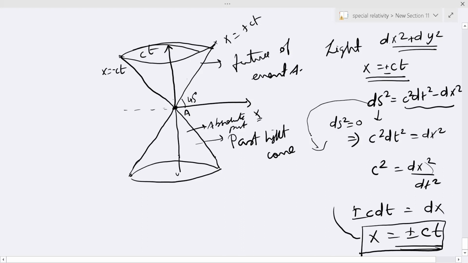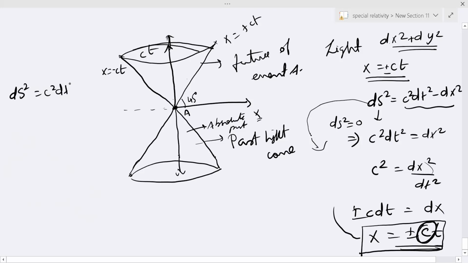Light happens to travel at this particular invariant speed in our space-time, in our universe, which is equal to the speed of light in vacuum. Other than that, light has no importance. Light just happens to travel at this speed, the maximum speed that can be admitted in our space-time. Now, if you look at this ds square, we said that ds square has three possibilities.